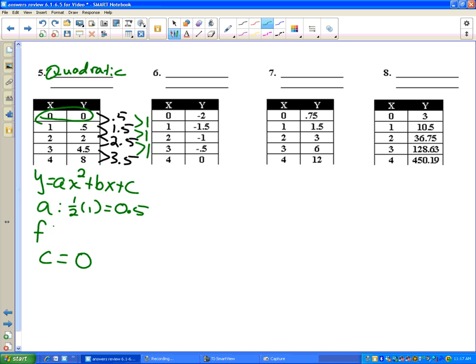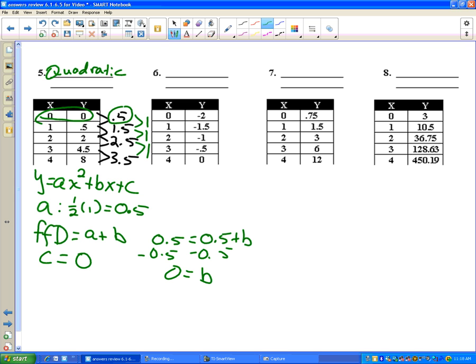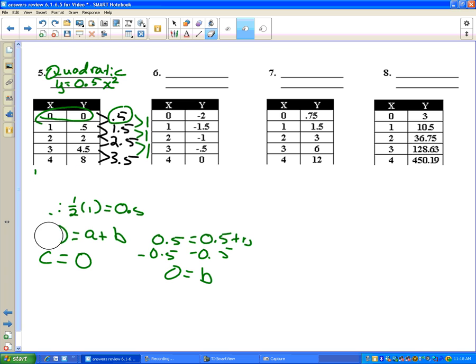To find b, I need to do FUD. My first difference is equal to a plus b. My first difference is 0.5, is equal to a, which is 0.5, plus b. Subtract 0.5 from both sides. I get 0 is equal to b. So my equation is y is equal to 0.5x squared plus 0x plus 0. So that's my function. That's my equation. I'm going to erase some of this so I have room for my next problem.